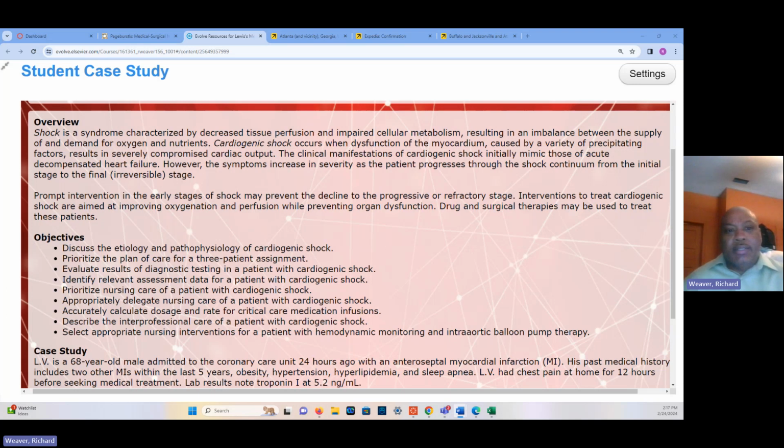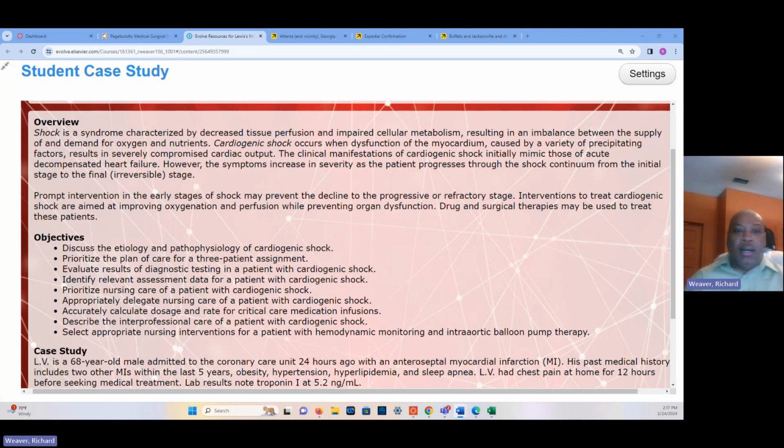So the next stage is referred to as the progressive stage. So you've gone from the initial stage, you didn't do anything, and then the patient's condition progressed to the compensatory stage. Well, now the compensatory mechanism is failing, and so now the patient has progressed to the next stage, which is again the progressive stage, and it is called a progressive stage.